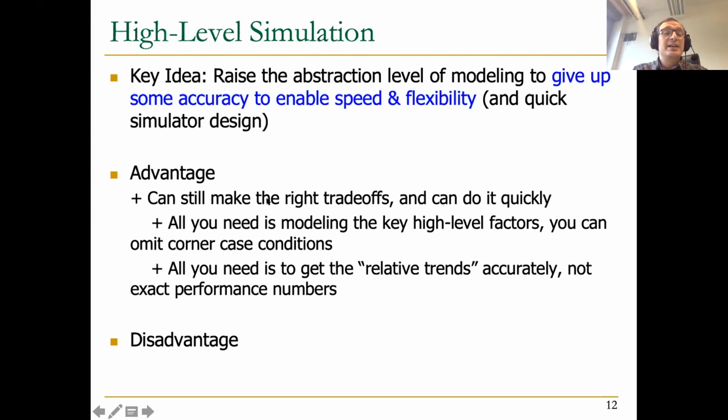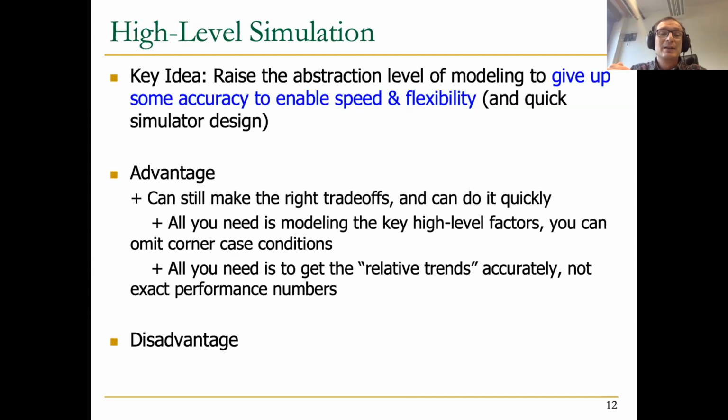Okay, the other advantage, which is a sub-advantage of the first one, is all you need to get correct is the relative trends, not exact performance numbers. Because if you're doing high-level simulation, probably you're doing it for design space exploration or a big research idea. You want the relative trends of idea X, Y, Z, T, Q, and you want to be able to accurately compare these ideas with some error, of course. Exact performance numbers, 1%, 2%, 10%, maybe doesn't matter. Okay, maybe some thresholds matter. Okay, if this idea is 5% better than this other idea, I will take it.